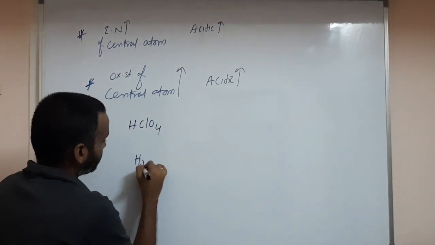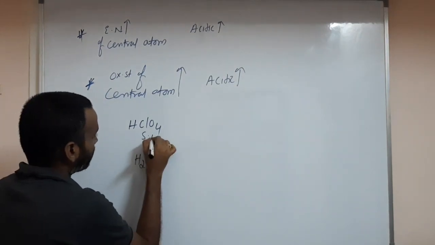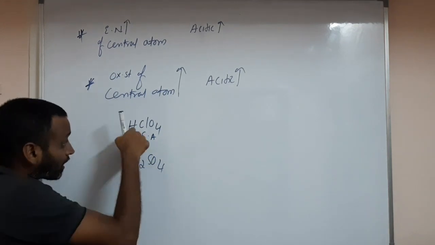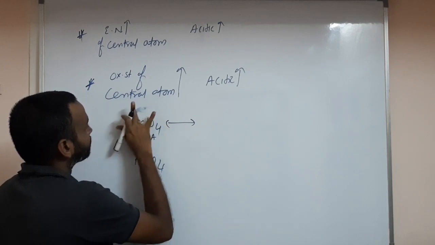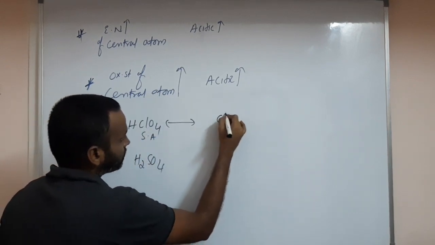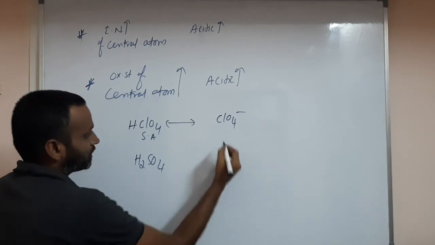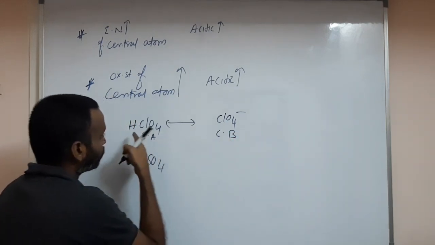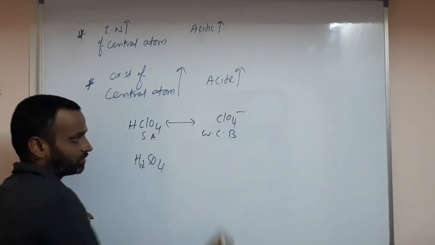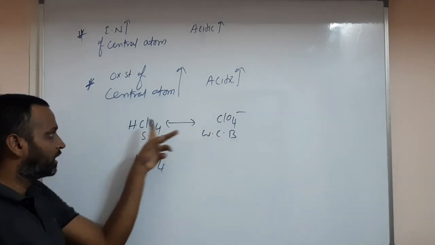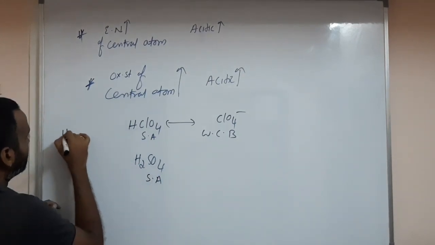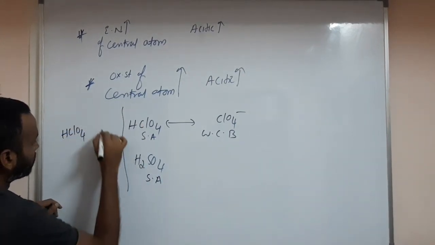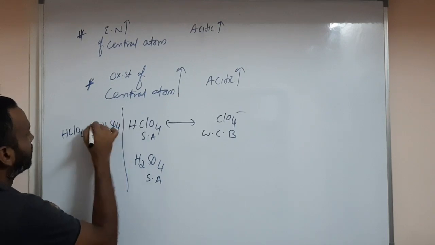Suppose you have HClO4 and H2SO4. This is a stronger acid than this one, though of course this is also strong comparatively. So HClO4 is a strong acid. Now you have ClO4 minus. This is the conjugate base of which acid? This one, but it is weak. W means weak conjugate base of this HClO4. H2SO4 is also a strong acid, but if you compare HClO4 and H2SO4, HClO4 is the stronger acid.